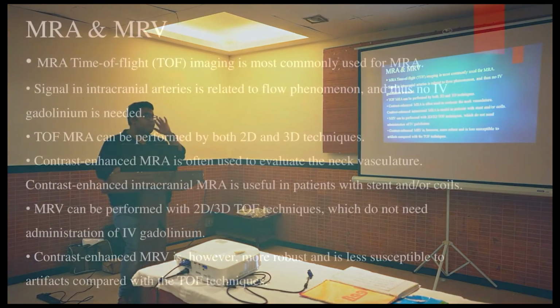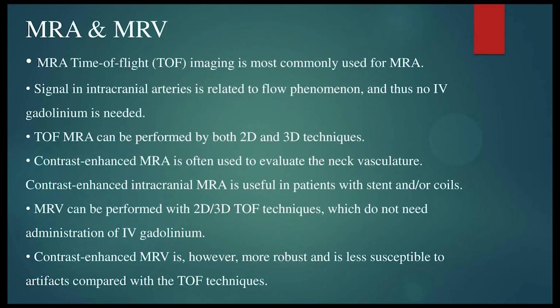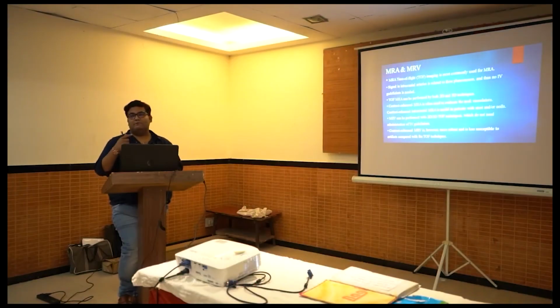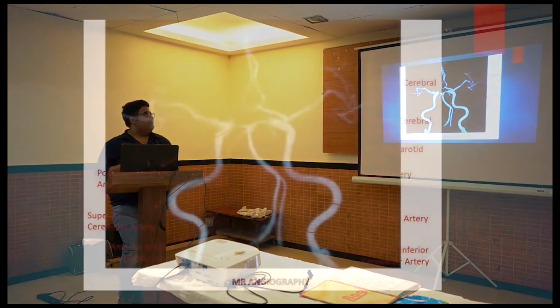So again we are talking about MRA and MRV. There are two types. MRA we can do without contrast also. We are talking about MR angiography and MR venography. MR angiography we can do without contrast, because there is something called time of flight, where we are mapping the flowing blood in the brain. So this is the TOF MR angiography.